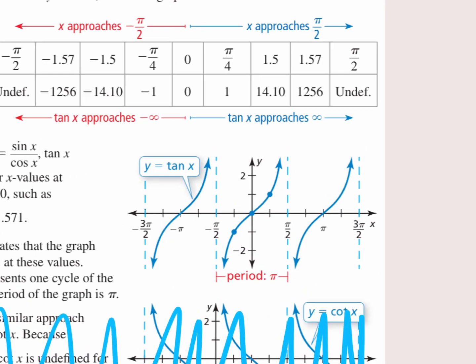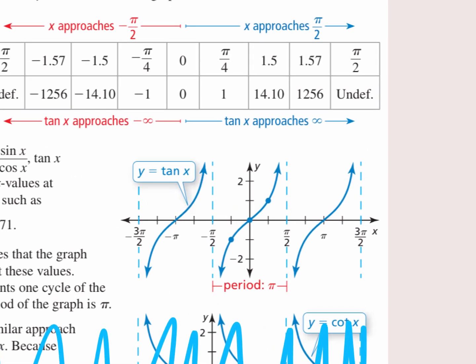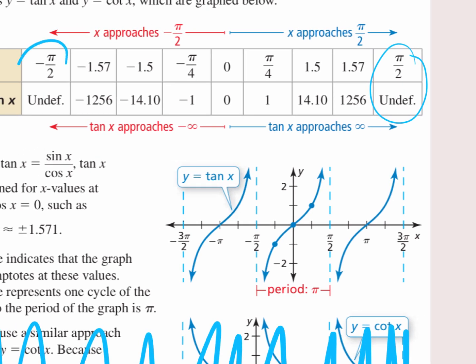So if you look at our tangent graph here, it looks completely different than sine and cosine. It's a totally different shape, and we have these dotted lines in it called asymptotes. The reason that we have those dotted lines is because our graph doesn't exist at these values. So at pi over 2 and negative pi over 2, tangent is undefined at these. So that's why we end up with these dotted lines called the asymptotes.